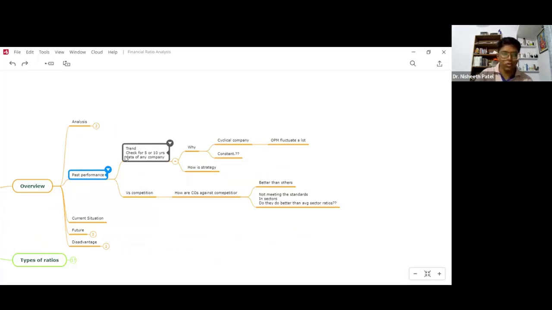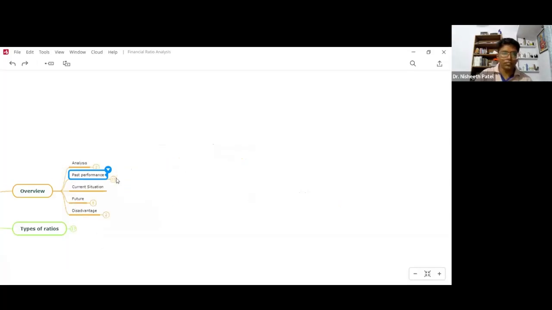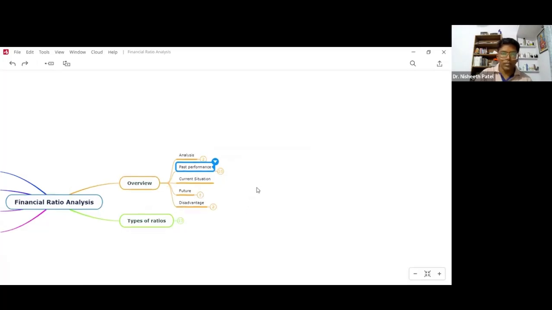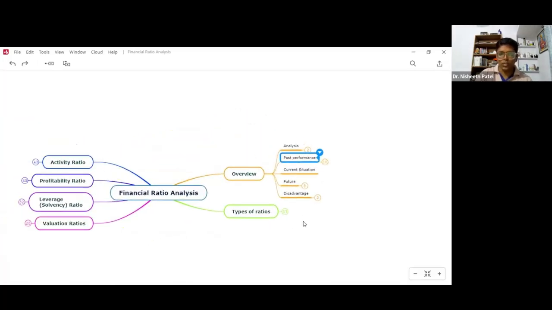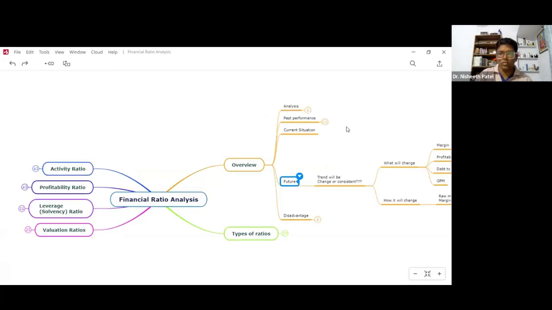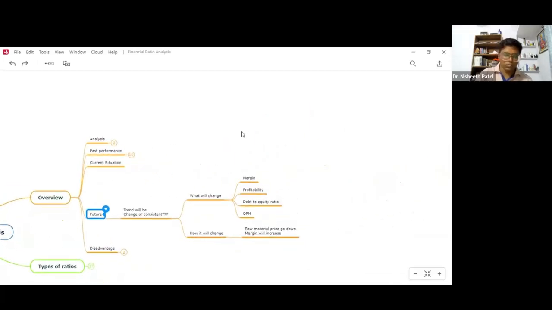For that we need to check, and versus competition, how good companies are against the competitors. So that is basically the thing. We can assess the current situation of the company, and we can also see the future prospects: whether the trend will change or it may be consistent, and what will be changed. The margins may change, some expenses may occur, profitability may increase.